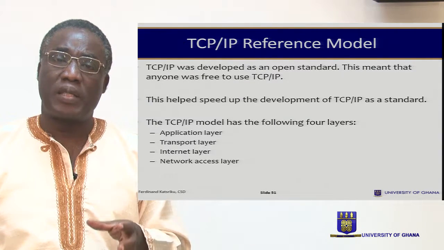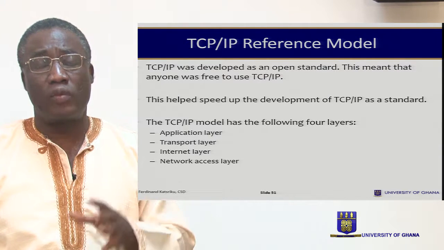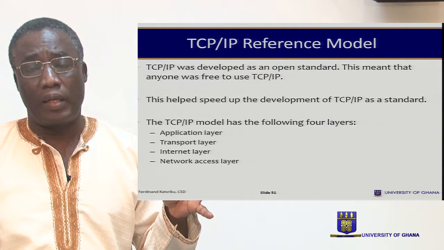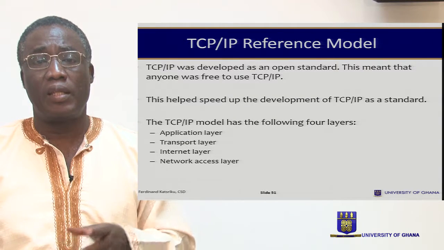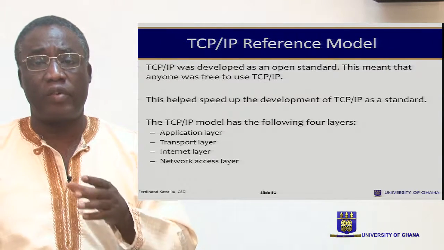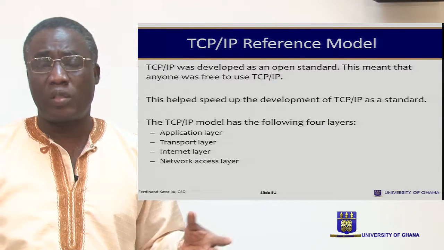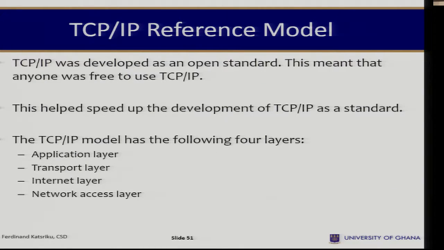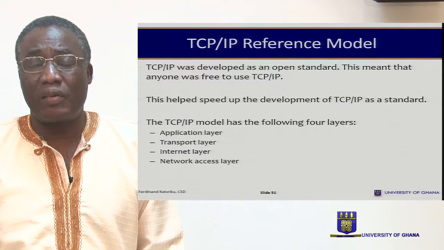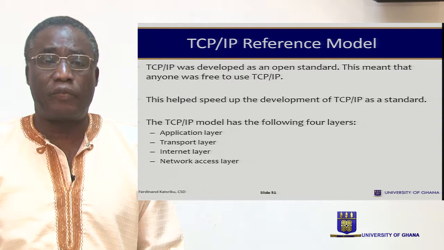TCP/IP was developed as an open standard. So we've looked at the OSI model, and now we want to look at the TCP/IP reference model. This meant that anyone was free to use TCP/IP, which helped to speed up its development. Unlike the OSI that had 7 layers, the TCP/IP had 4 layers.